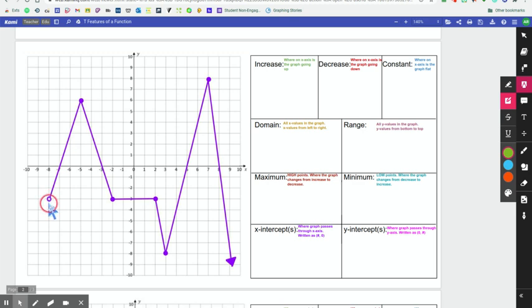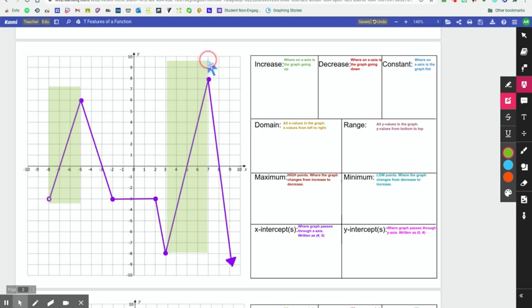So this first section here is increasing. And I'm going to highlight that. Okay. What's another section that is increasing? 1, 2, 3, 4, 5, or 6. 5 is increasing. Beautiful. So I'm going to highlight that entire section.